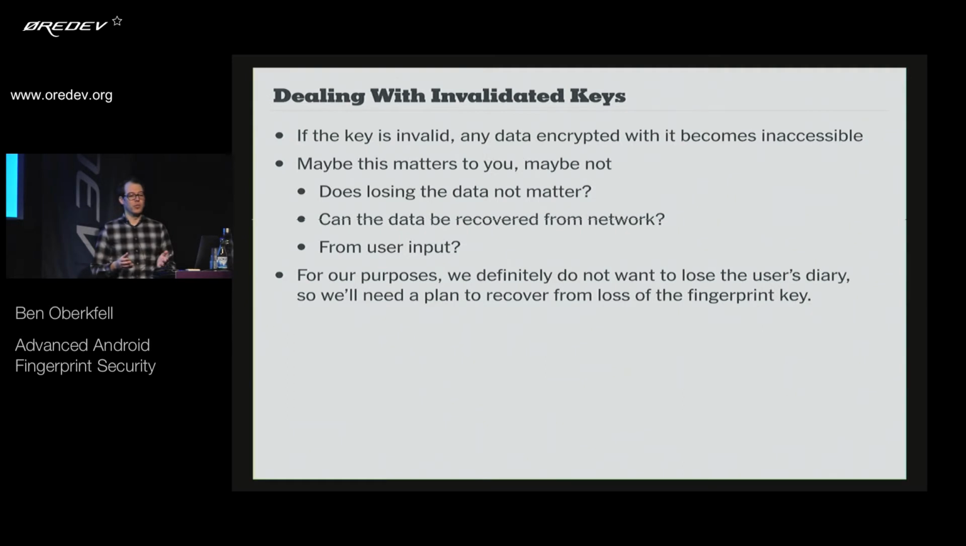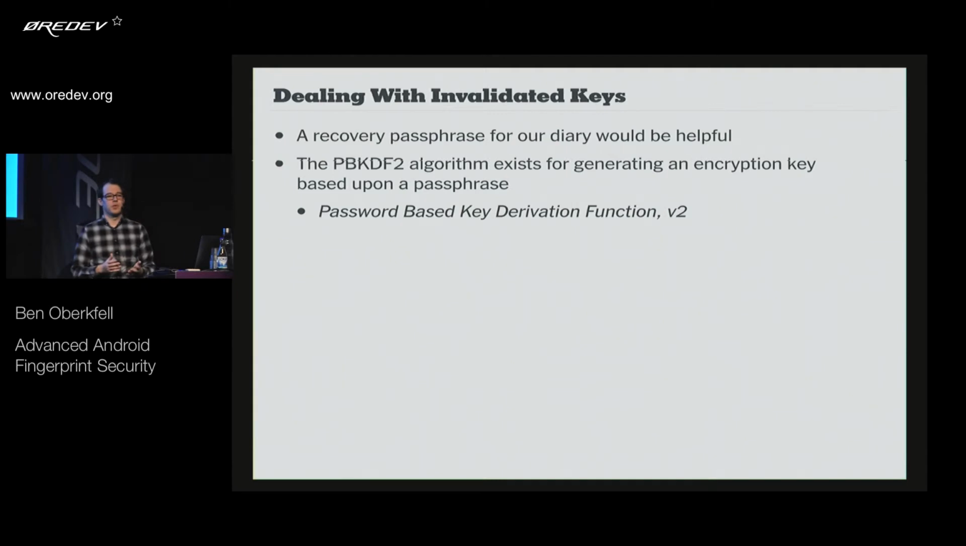We also want to make sure that since this is a private diary, for our demo's sake, we don't have a network service to back up to. So we've got to have some kind of plan. Let's think through how to deal with invalidated keys. Let's look back to the example that we've seen in apps like 1Password or LastPass. A recovery passphrase would be pretty helpful as a mitigation strategy here.